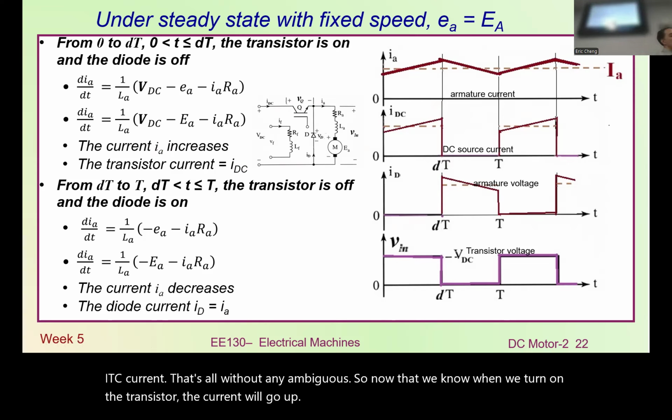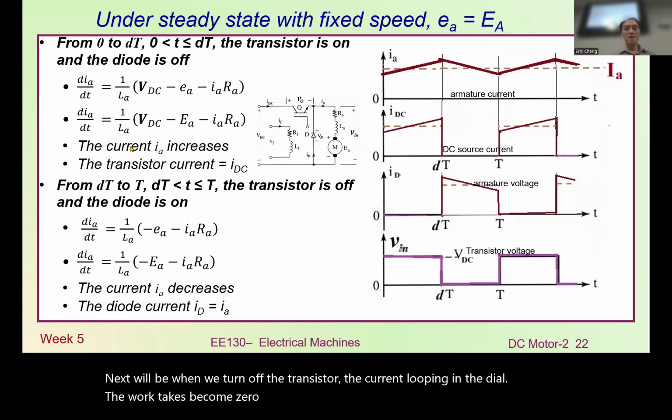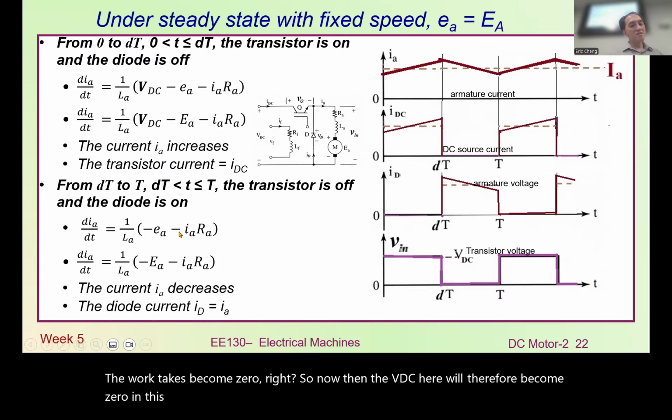Next will be when we turn off the transistor, the current will be looping in the diode. The voltage becomes 0, right? So now the VDC here will therefore become 0. In this case, that's still negative, no change. So that means the equation is still like that.